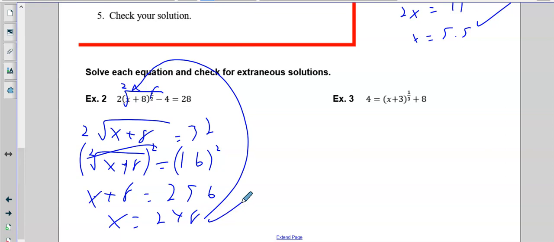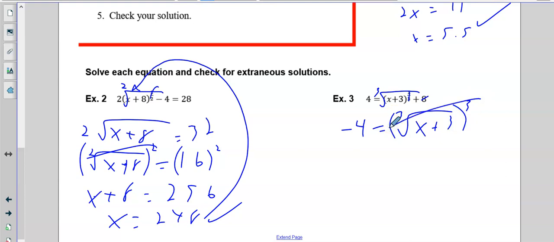And last but not least, again, if you want to write this right here, just like that, that's all it is. It's the cube root of x plus 3. I'm going to get rid of this 8 first by subtraction, which will give me negative 4. 4 minus 8 is negative 4. Equals the cube root of x plus 3. Which now I simply just cube to get rid of it.